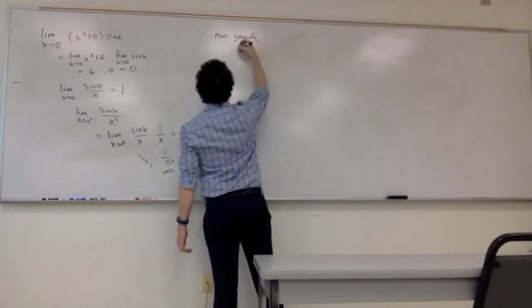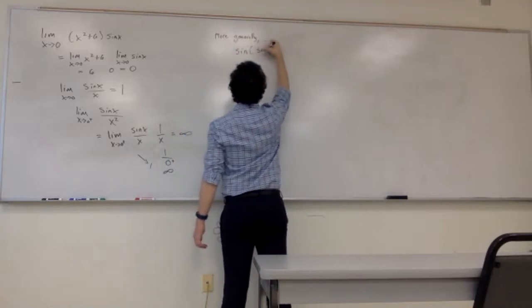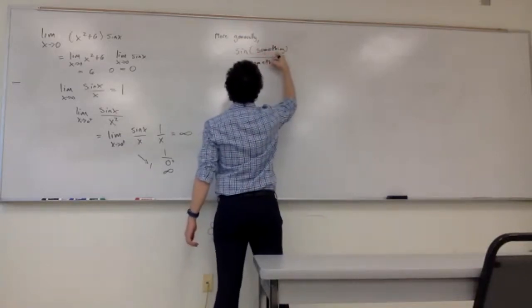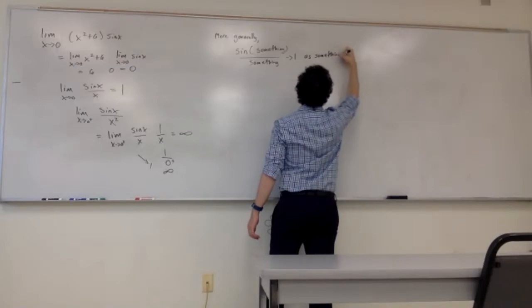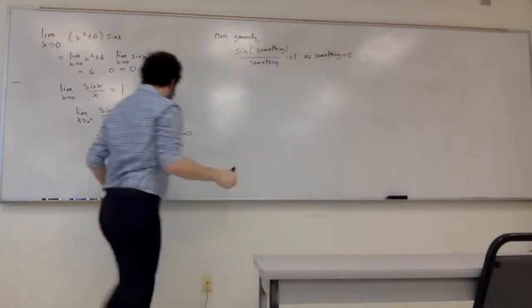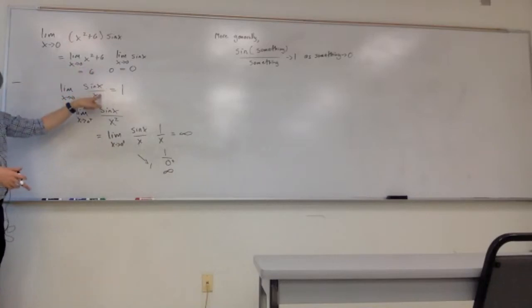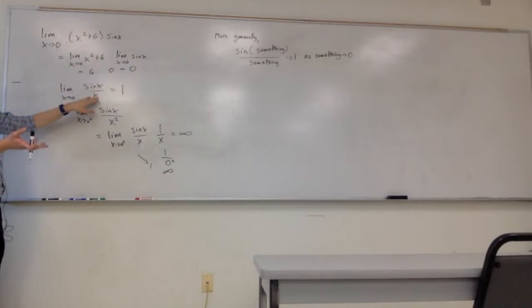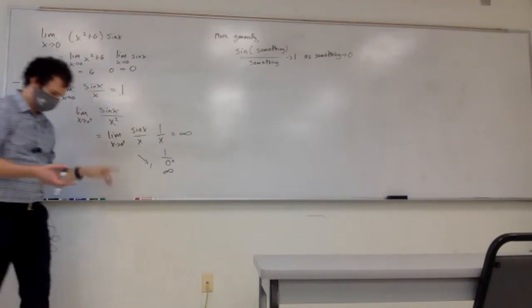So more generally, what we can say is sine of something divided by something goes to 1 as that something goes to 0. The takeaway from this is that it doesn't have to literally be x inside here. If you have something inside of sine and you divide by that same thing, then as long as that thing goes to 0, the limit's going to be 1.